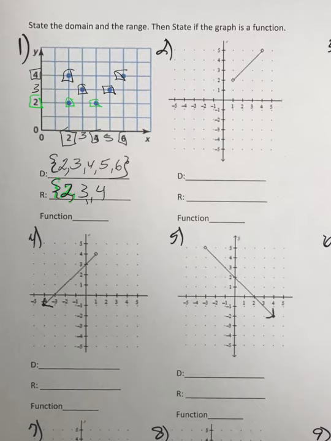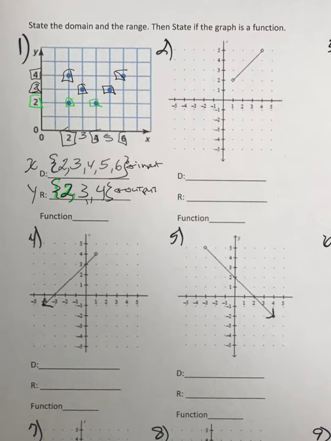So basically we have a 2, a 3, and a 4 coming out of the machine, right? These are your outputs. This is what's coming out of the machine. And these are the numbers that are going into the machine, or the inputs. So those are the x values, and these are the y values. Let's look at number 2.